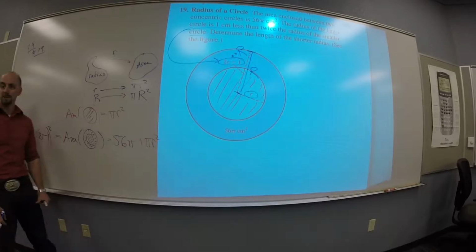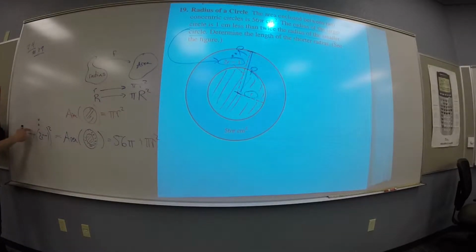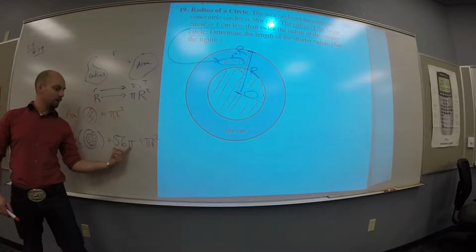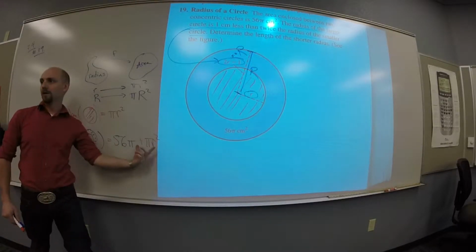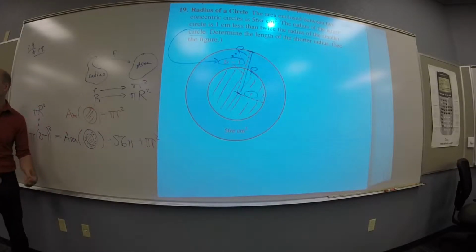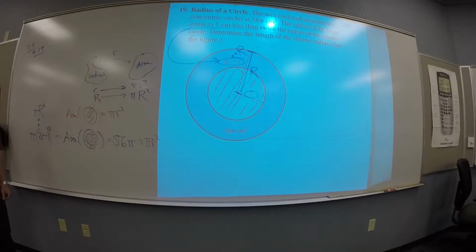So here what I'm thinking when I look at this thing is pi big R squared. And I have a number for big R. Well, almost a number for big R. It's 2r minus 1. So the whole circle's area is equal to the area of the blue plus the area of the red. So in the end here I have one equation.